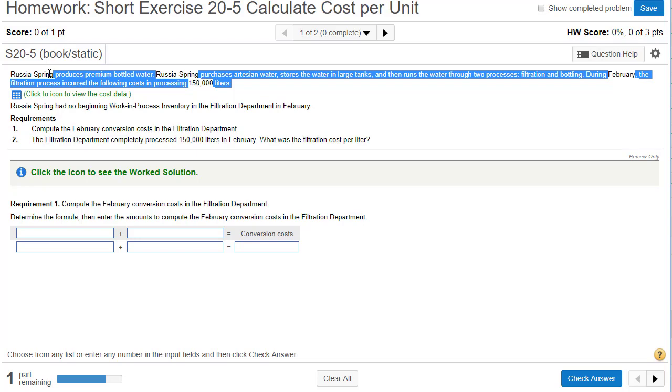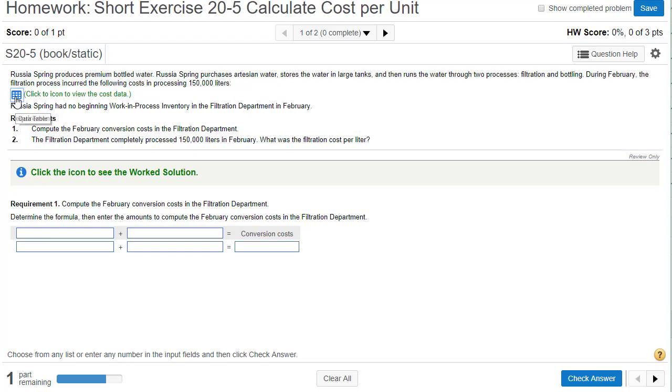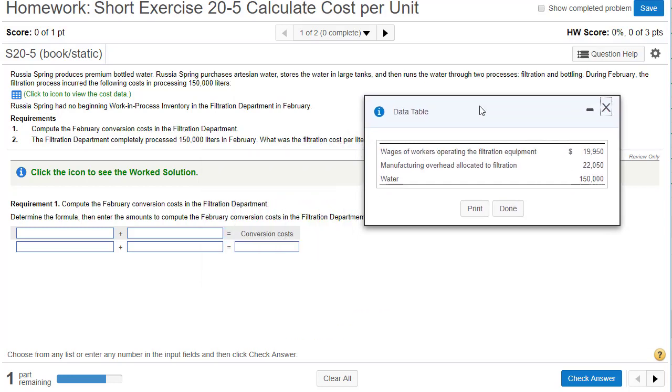During February, the filtration process incurred the following costs in processing 150,000 liters. Wages of workers operating the filtration equipment, $19,950, so that is direct labor costs. Manufacturing overhead allocated to the filtration process, so $22,050. So manufacturing overhead for this filtration process or filtration department, whichever way you want to say it.